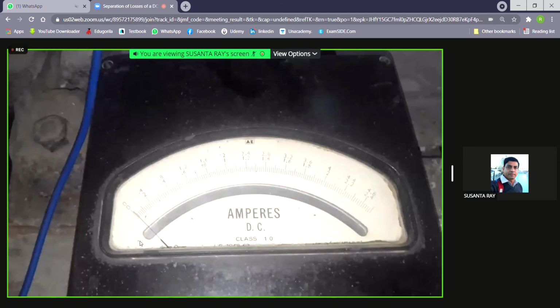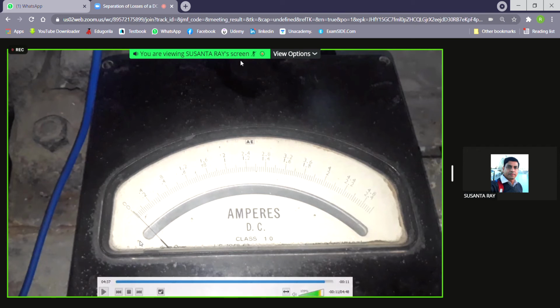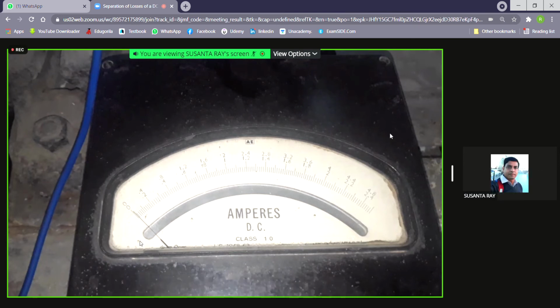Okay. Now this is again another ammeter, and here also we have a similar range. What are the ranges? Two ranges. Can you tell me? 0 to 2.5 and 0 to 5. 0 to 2.5 and 0 to 5.